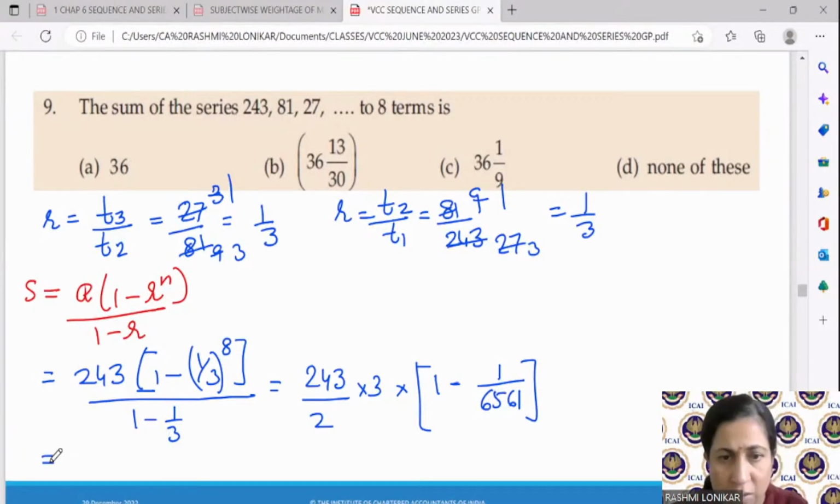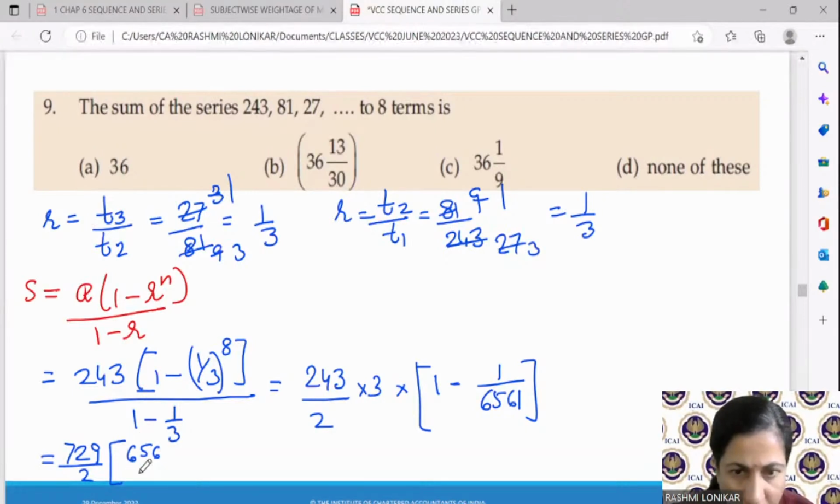How much is this? 243 into 3 is 729. 729 upon 2, and this is equal to 6561 minus 1. This is equal to 6560 upon 6561. Okay. So 2 ones are, let me show it in another color.